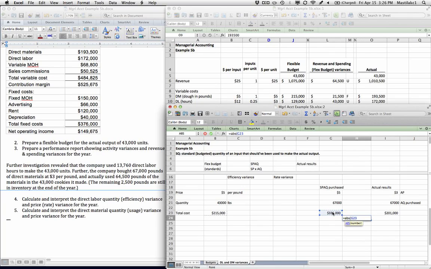If we do our subtraction problem, we see that we saved $134,000 on what we bought, and because that's a savings, we're going to call that a favorable variance. We bought it at a lower price than we expected to pay. This is our direct material price variance.